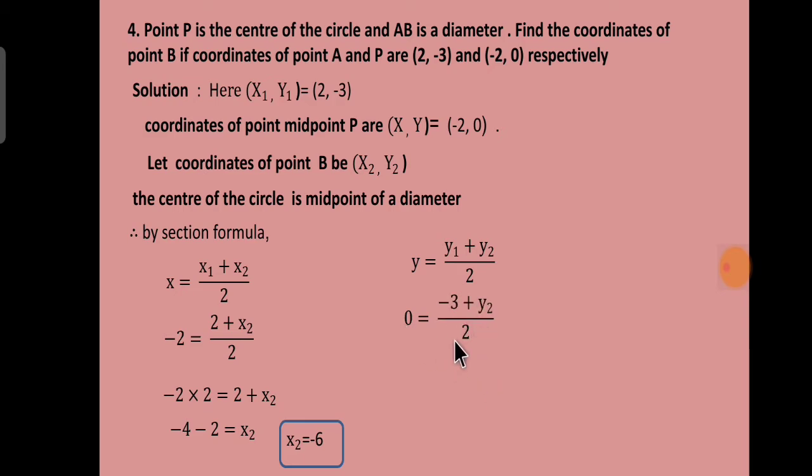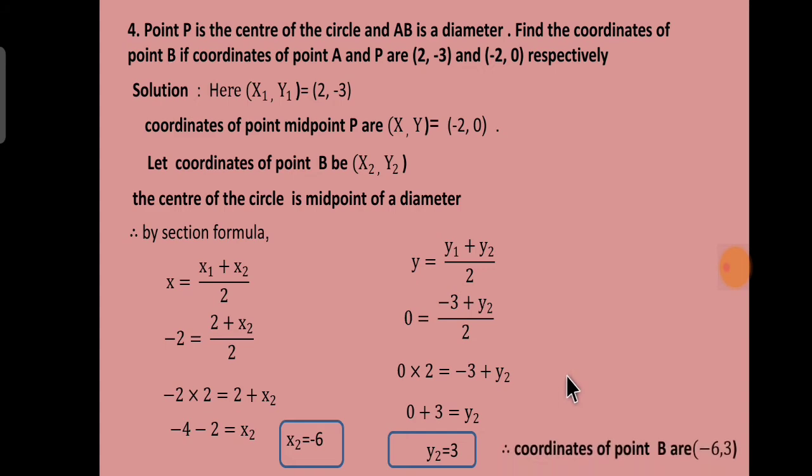क्रॉस मल्टिप्लिकेशन केल्यानंतर 2 into 0 is equal to 0 or 0 into 2 is equal to -3 plus y2. सेम ही मेथड या ठिकाणी यूज करायचं आहे. आणि -2 into 0 is equal to 0 आणि हा -3 या ठिकाणी आल्यानंतर +3. therefore 0 plus 3 is equal to y2. therefore y2 is equal to 3. In this way, the value of x2 is -6 and y2 is equal to 3. therefore coordinate of point B are -6 and 3.